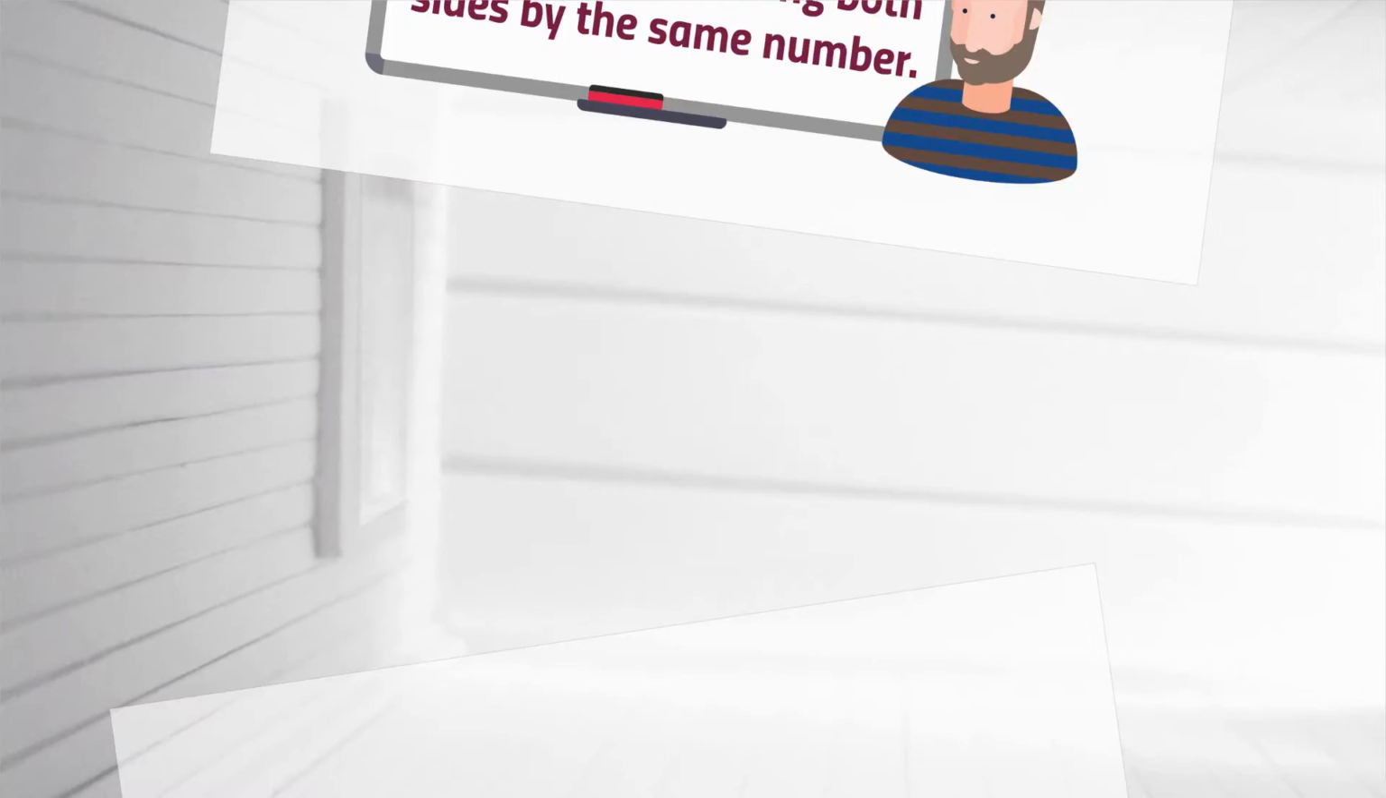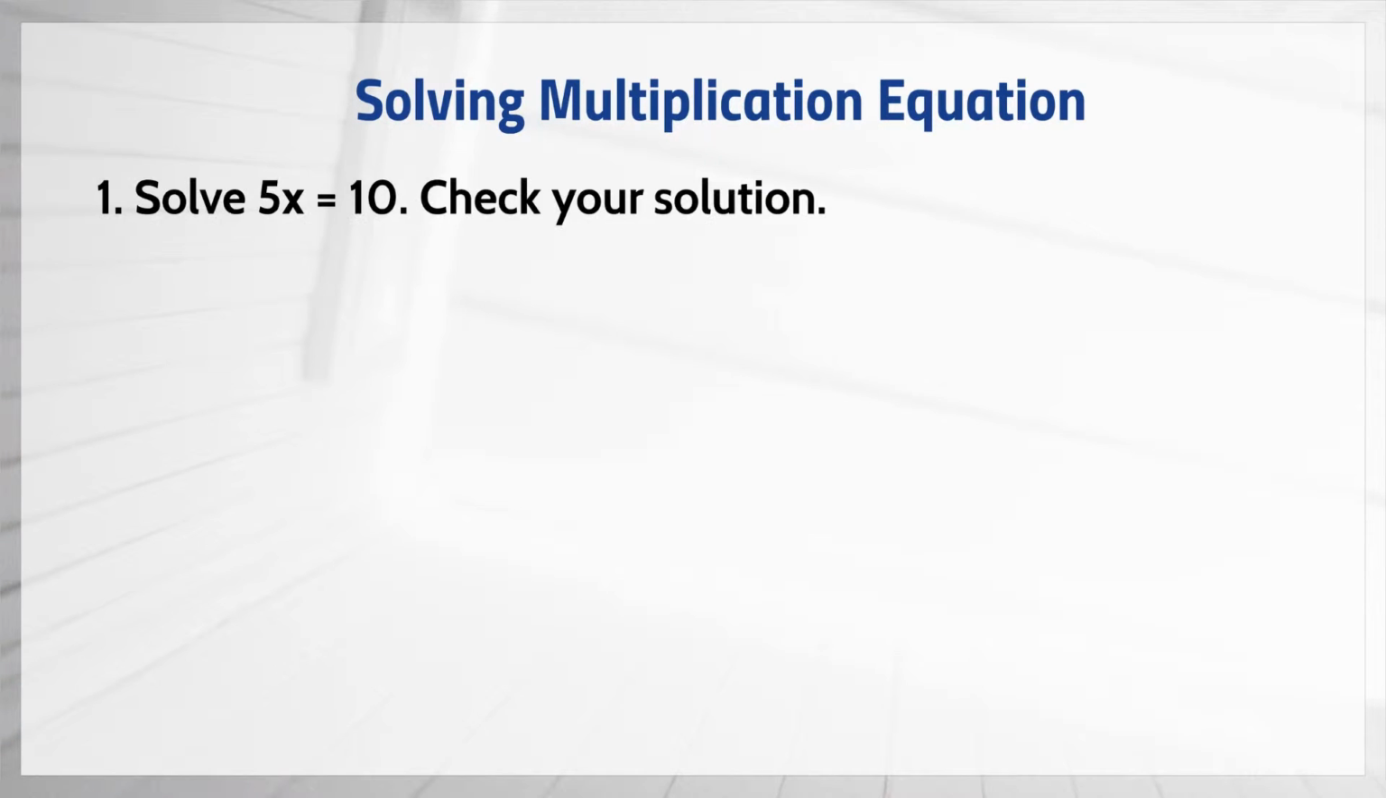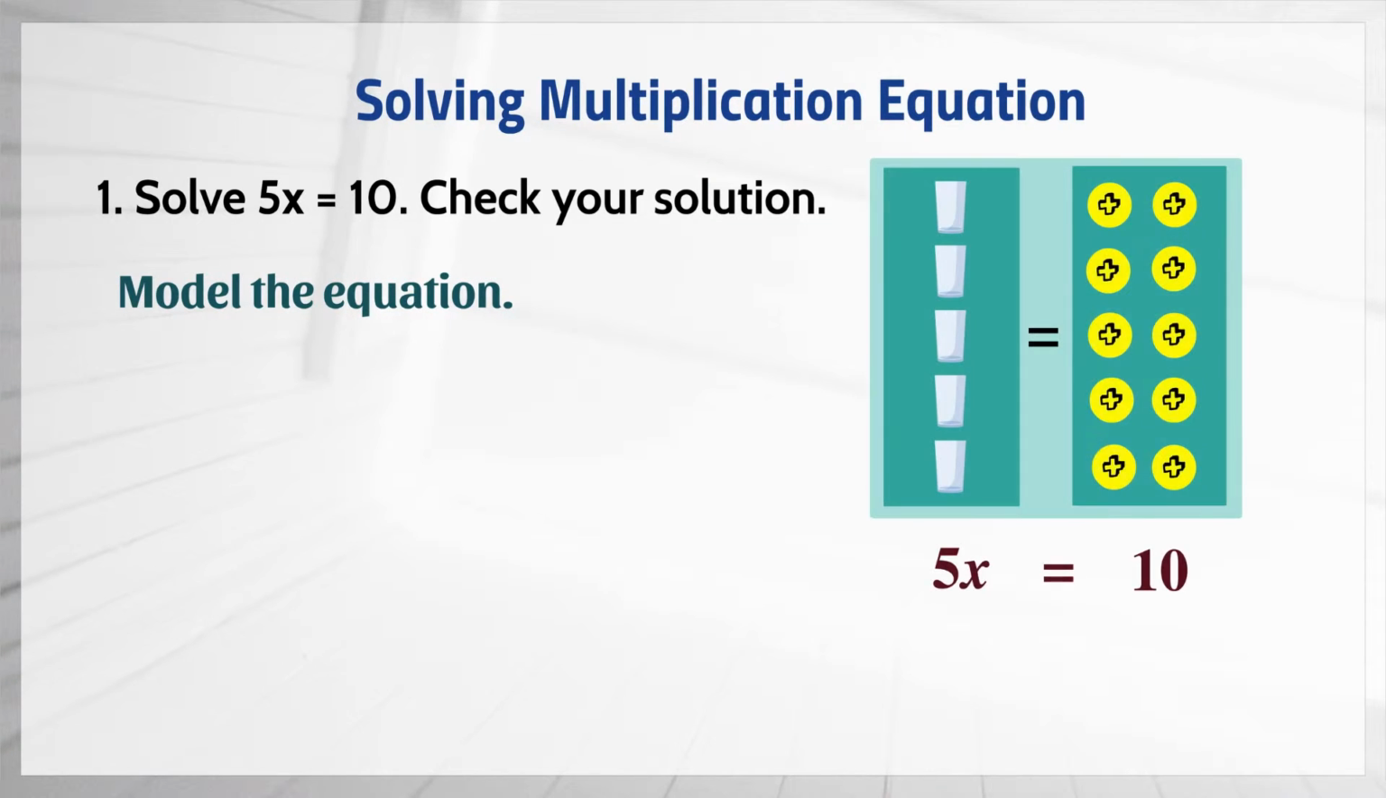That instruction is very easy. To master it fully, let's have some examples in solving multiplication equations. We will solve 5x equals 10, and we will check if our solution is correct. Let's use a model of the equation in this example. So we need to model the equation first to find the solution. This is how the model for 5x equals 10 looks like.